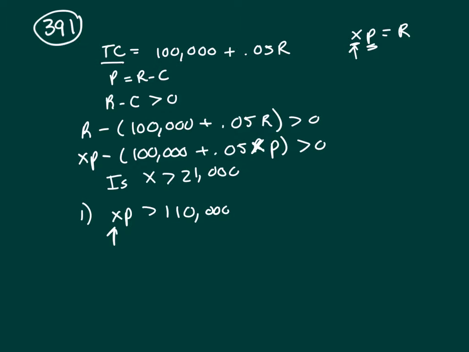You see, I hope that makes sense. So the price could be, well, you just don't know. It might be, it might not be the number of units. So 1 doesn't work. Look at clue 2.